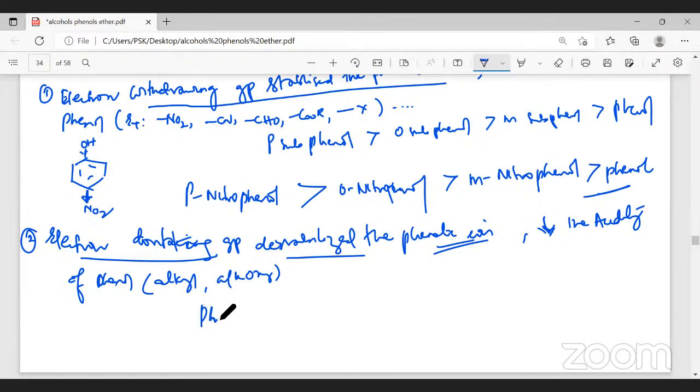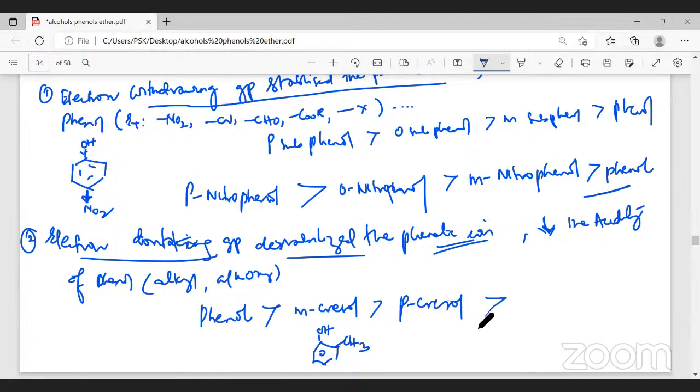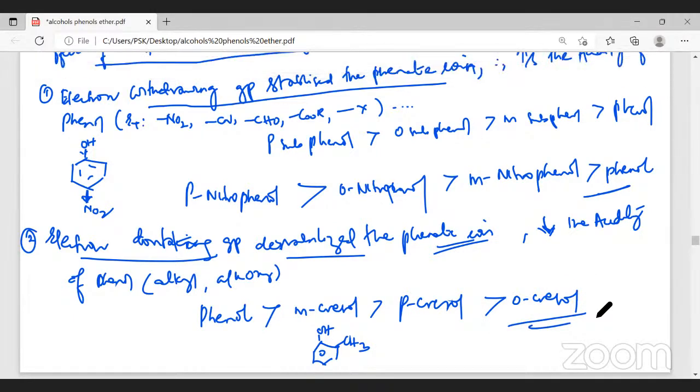In the case of electron donating groups, which destabilize the phenate ion and decrease the stability, the order is like this. Phenol is stronger than metacresol. Metacresol is nothing but phenol with CH3 at the meta position. Phenol is stronger than metacresol, metacresol is more acidic than paracresol, and paracresol is more acidic than orthocresol. This is the acidity of substituted phenols, electron donating group and electron withdrawing group effects.